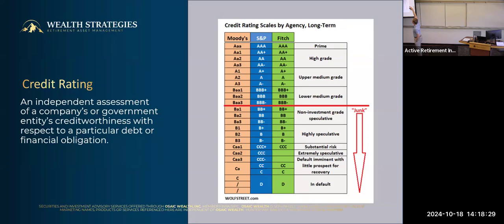But basically everything underneath BBB is junk or high yield. That's the nice gentle way of putting it. And then everything above is investment grade, what you would normally see in a high grade bond fund. What's the likelihood of a AA dropping to a junk? It's pretty low. There has to be something really bad happen.